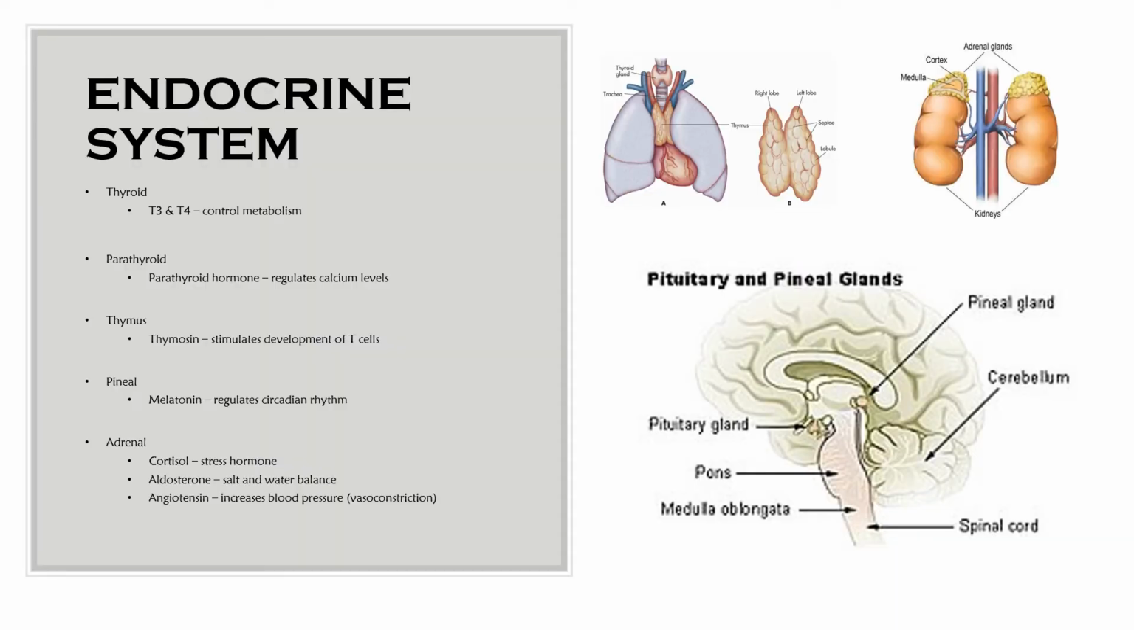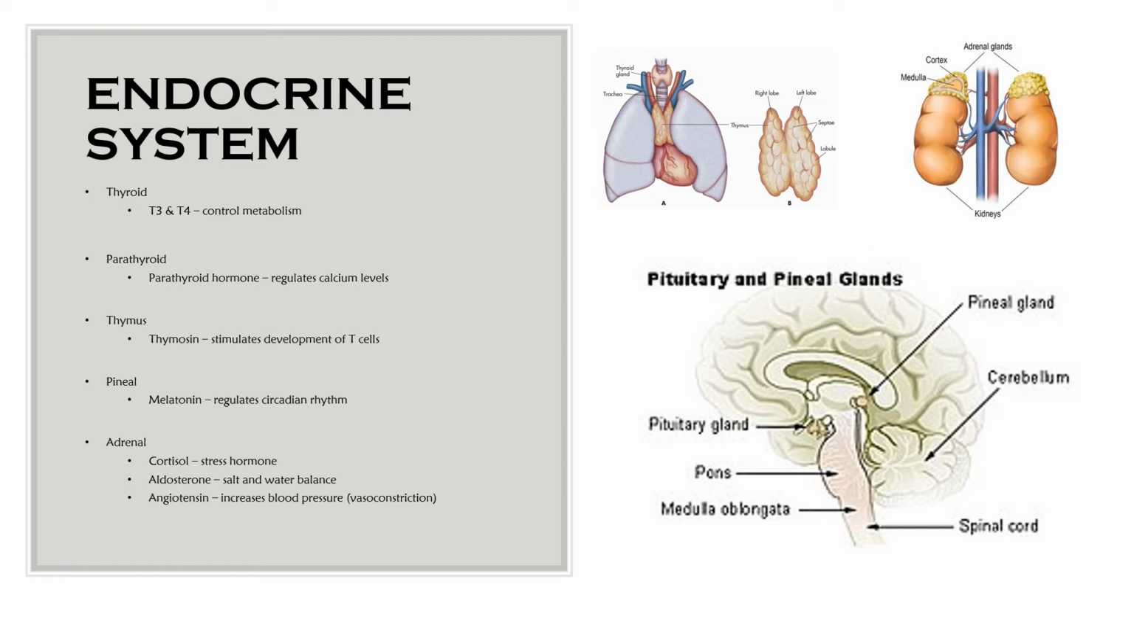Alright, moving through the bodily tissues that those anterior pituitary hormones are then going to act on. First of which is the thyroid, which produces T3 and T4. These hormones control metabolism. There's also the parathyroid, which produces parathyroid hormone that regulates calcium levels. There's the thymus that produces thymosin, which is involved in the development of T cells.